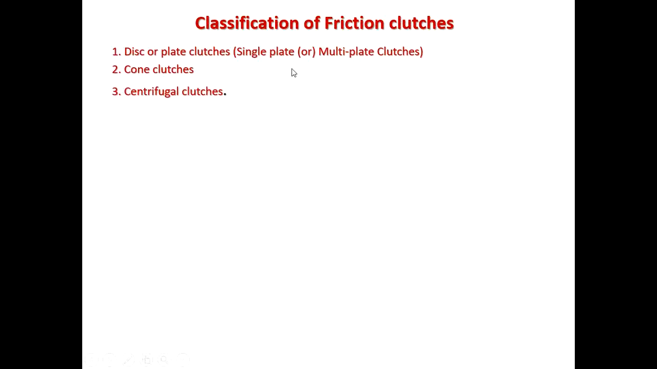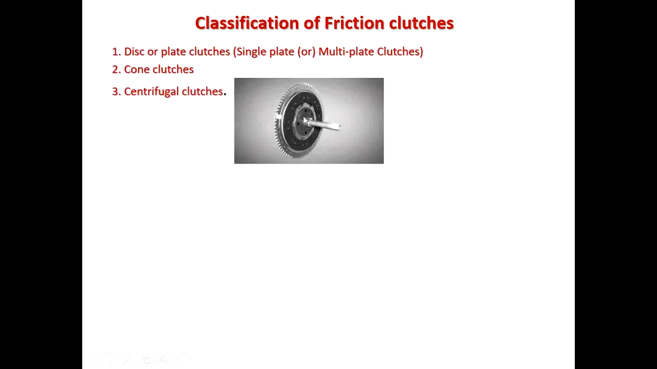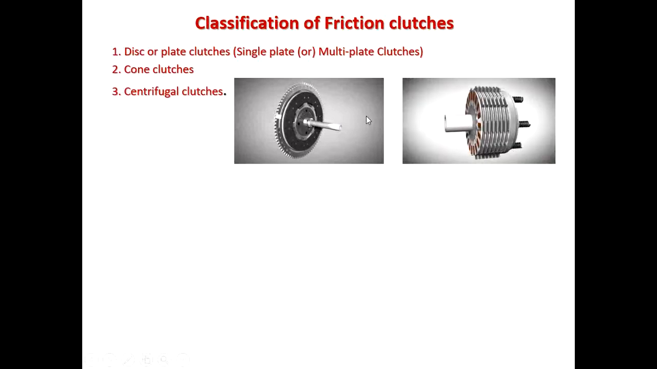So next is the classification of the clutches. We have basically three classifications: disc or plate clutches, which are further classified as single plate clutch or multi plate clutch, and cone clutches and centrifugal clutches. Here, the normal, widely used clutch is the single plate clutch. There will be only one plate, and two surfaces which will be engaged in motion. That is the single plate clutch. If we have several plates stacked together and use all the surfaces, then that is the multi plate clutch. So both are similar in design. The only difference is that instead of having one plate, we'll be having multiple plates.